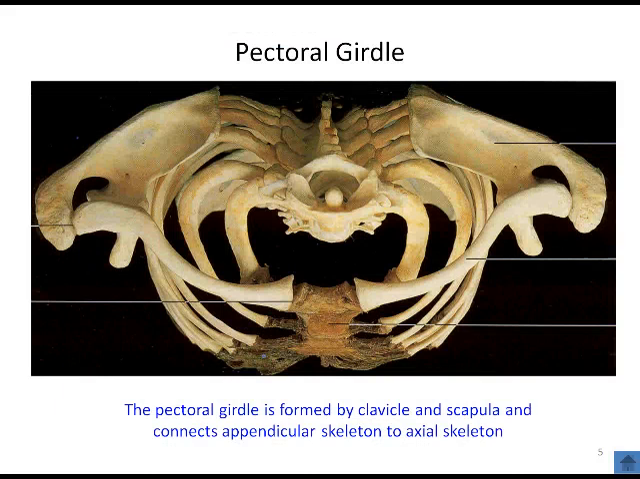Let's start with the pectoral girdle. The pectoral girdle consists of the clavicle and the ipsilateral scapula. The pectoral girdle is important as it connects the appendicular skeleton superiorly with the axial skeleton. Here we can see the sternum of the axial skeleton articulating with the clavicle of the pectoral girdle. The term girdle refers to this ring of structures that actually surrounds or encircles a structure.